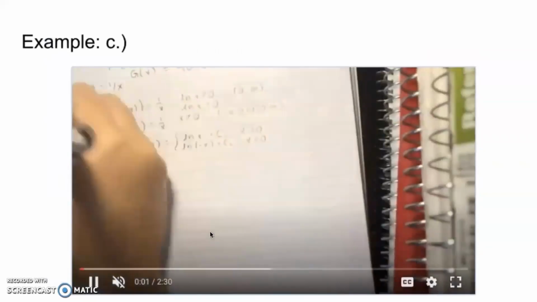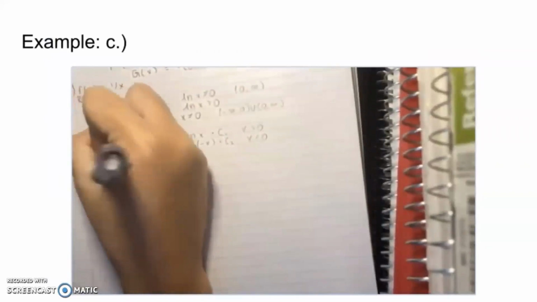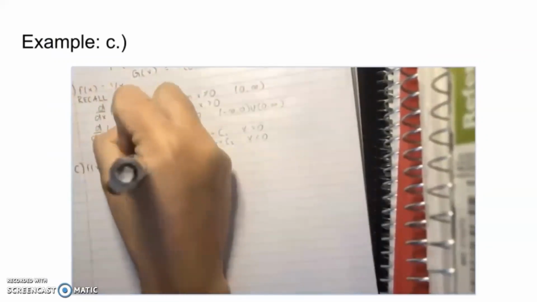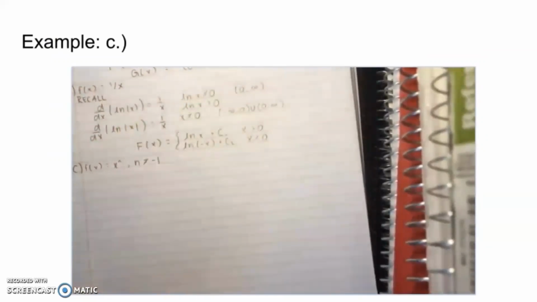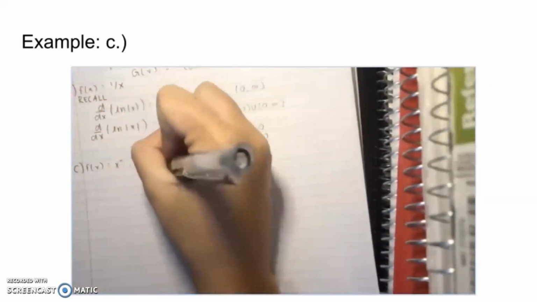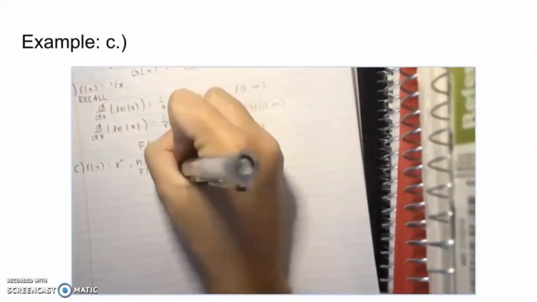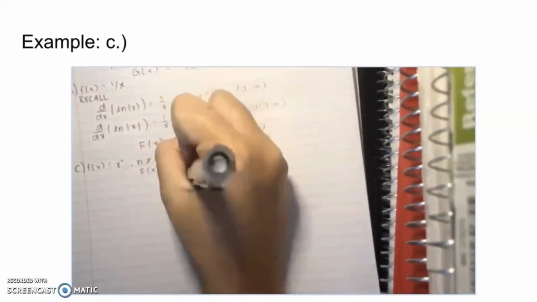Next, we'll move on to example C. So example C will be f of x equals x to the n, where n cannot equal -1. We will use the power rule to discover an antiderivative of x to the n, like we used in the general example. Using that same equation, we would get that capital F of x equals x to the n plus 1 over n plus 1.